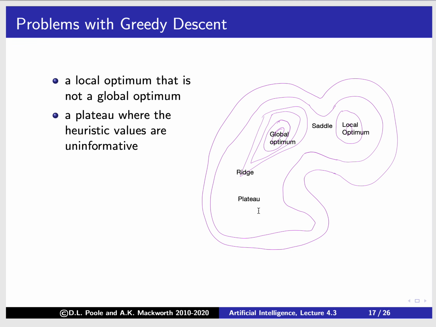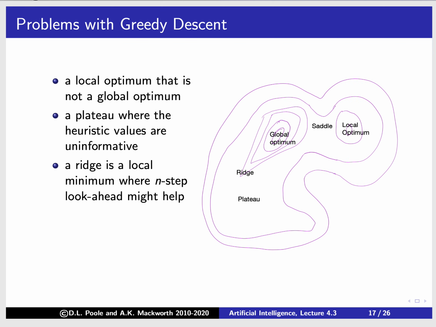Another problem is a plateau, where the heuristic values are uninformative. What we do in a plateau is, if we're going up to a plateau and we get to this value where it's all flat, then maybe we want to keep going until we find something, because maybe it goes up somewhere else. So if it's uninformative, it might be better just to keep moving forward. There's a heuristic that we're going to use for plateaus.